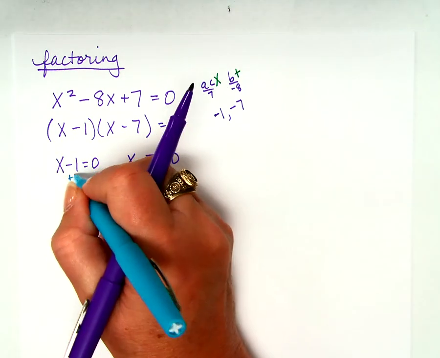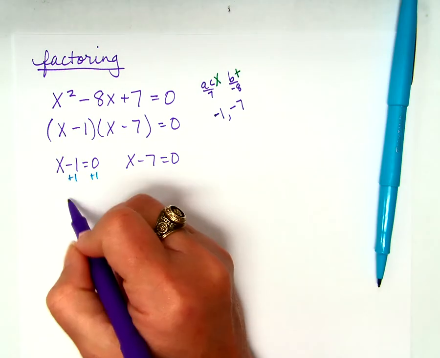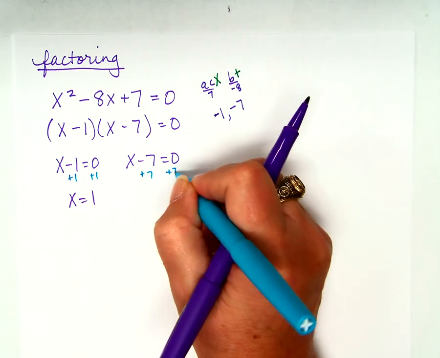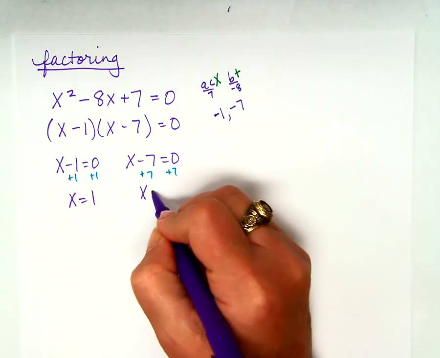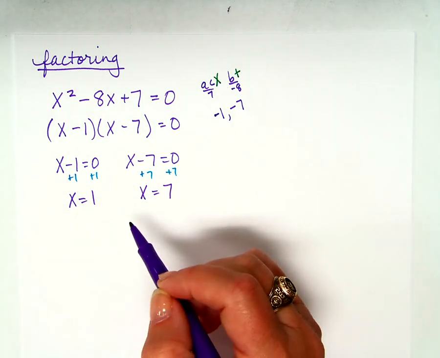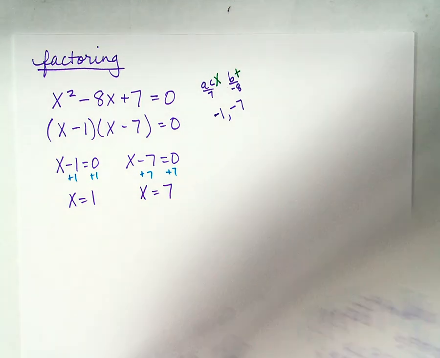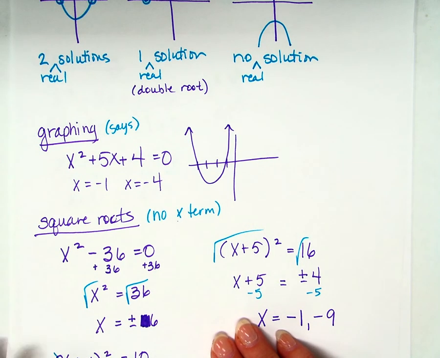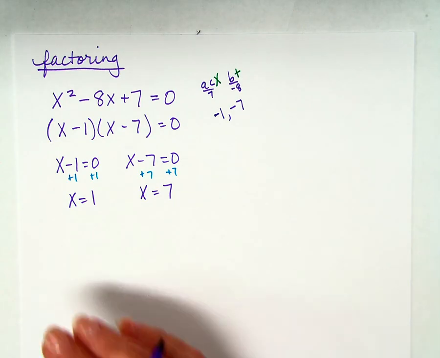So I add 1 to both sides, and I get x equals 1. And I add 7 to both sides to get x equals 7. Now, are these right? We didn't really talk about it back here because it wasn't really a situation where we needed to worry about it. But should we be checking these?